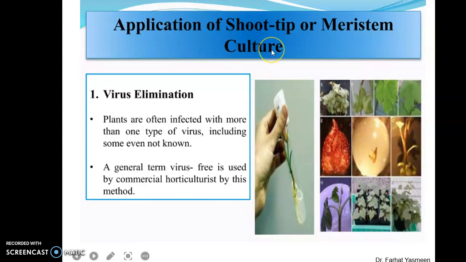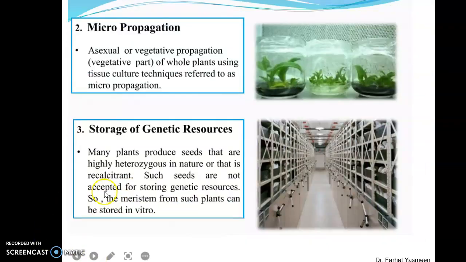There are various applications of shoot tip or meristem culture. First of all is virus elimination. Plants are often infected with more than one type of virus, including some not even known viruses, so the general term virus-free is used by commercial horticulturists for this method. Second is micropropagation: asexual or vegetative propagation of whole plants using tissue culture techniques is referred to as micropropagation, and this is achieved through meristem culture.